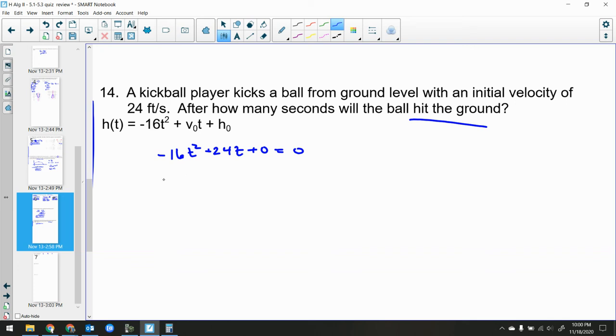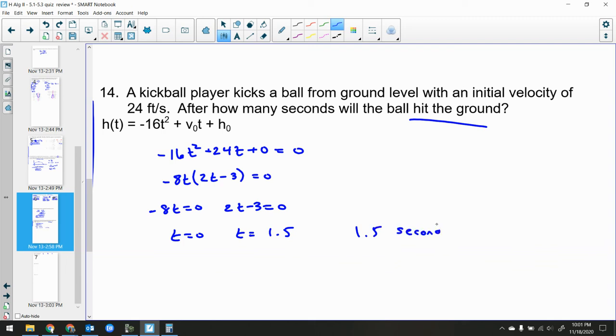All right, so let's factor out a negative 8t. Oops. Negative 8t, that turns into a 2t minus 3 is equal to 0, right? So negative 8t equals 0, 2t minus 3 equals 0, t equals 0, t equals 1.5. So after how many seconds will the ball hit the ground? 1.5 seconds.